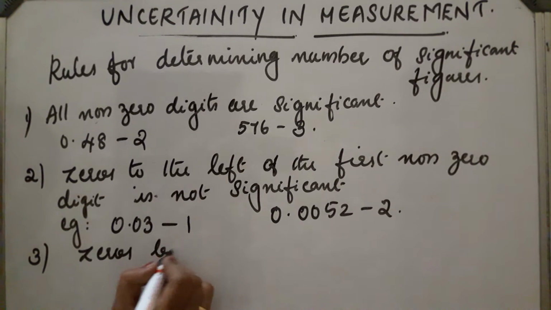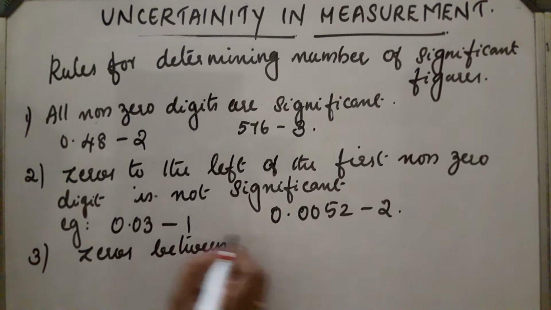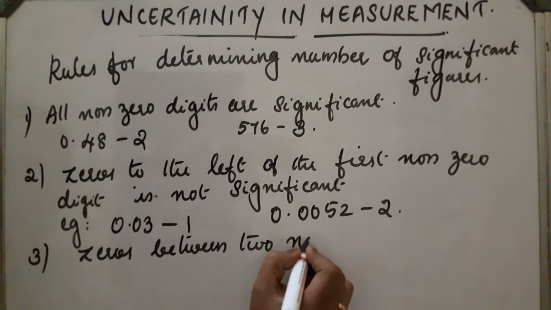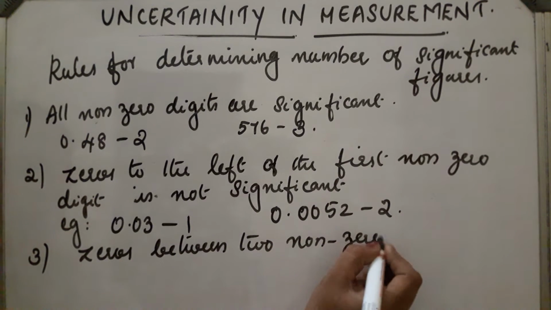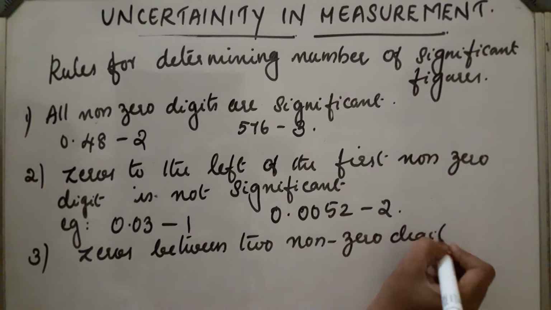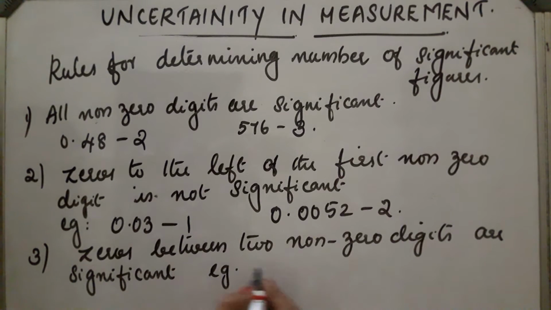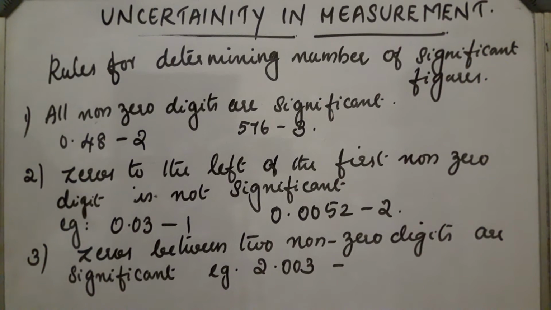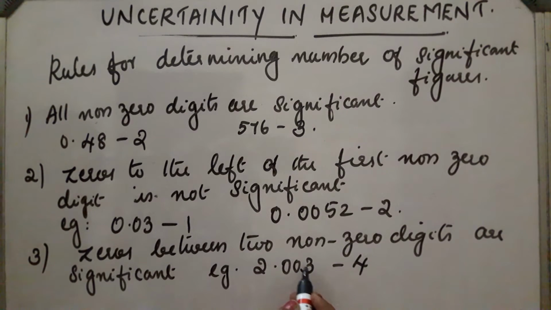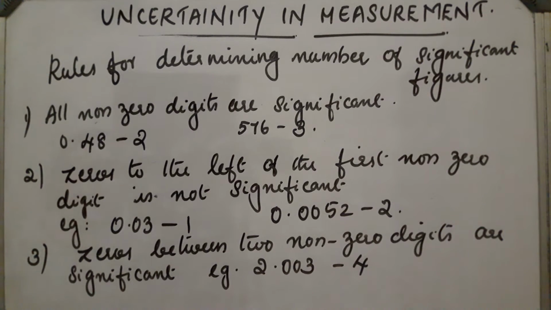Now the third point, zeros between two non-zero digits are significant. Zeros between two non-zero digits are significant. Take one example, 2.003. What will be the significant figures? 1, 2, 3, 4. That is, zeros between two non-zero digits are significant. Okay.